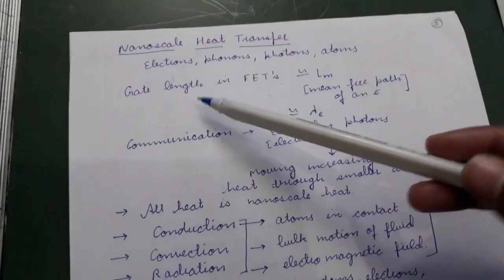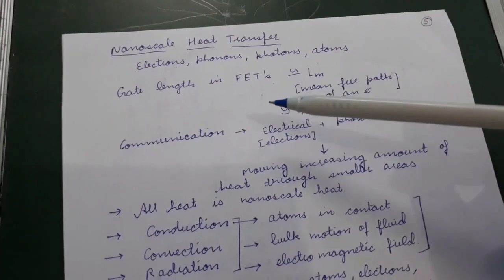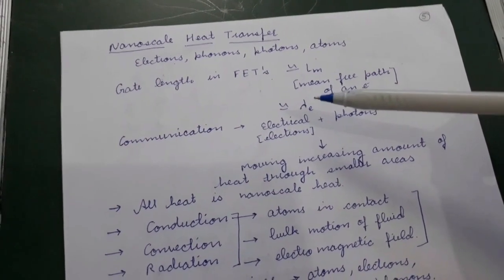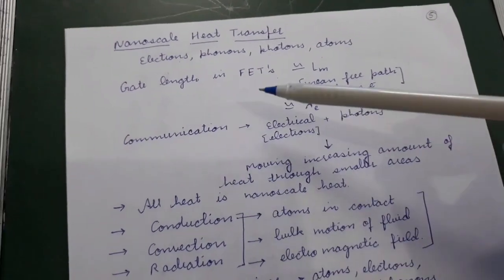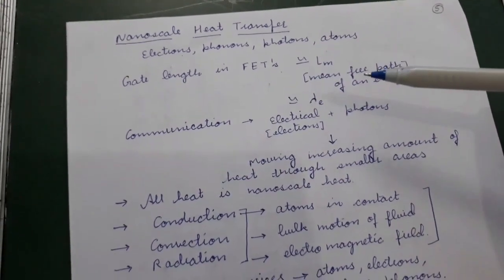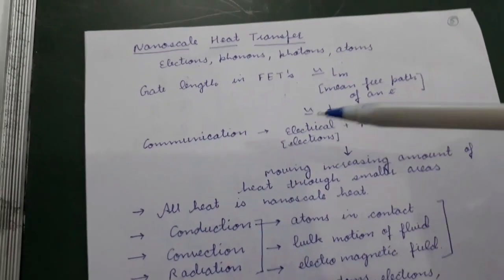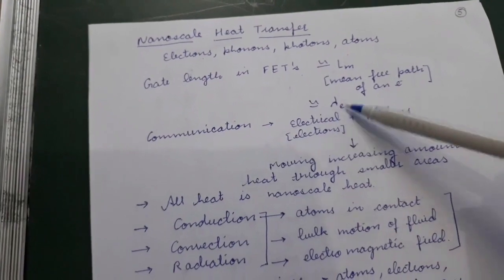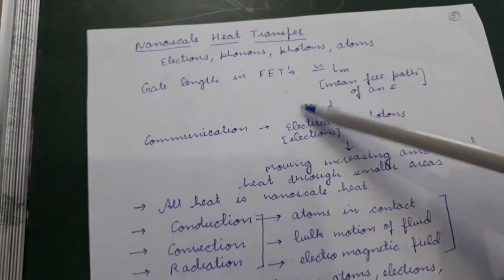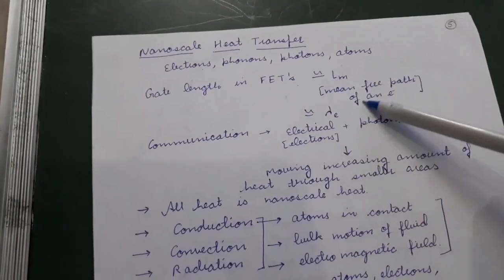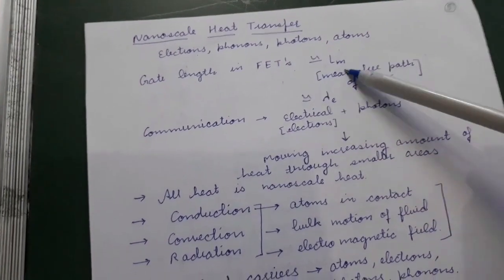So we see that if the length in which heat is being transmitted, let us say we're talking about the gate length of a FET, is of the order of the mean free path of the electron or of the order of the de Broglie wavelength of the electron, then what will happen? This is what we are going to try to understand.